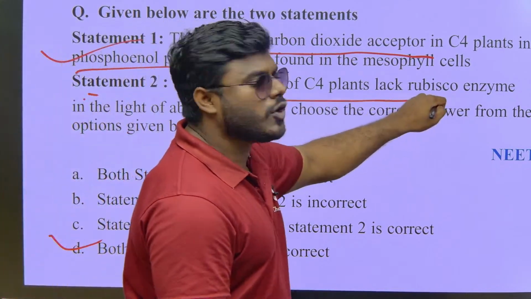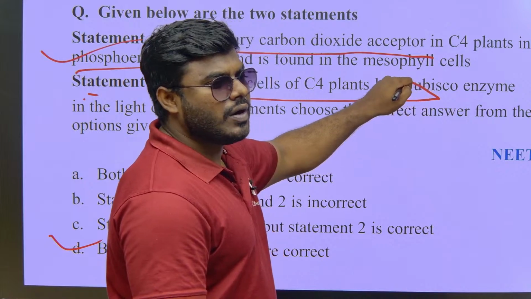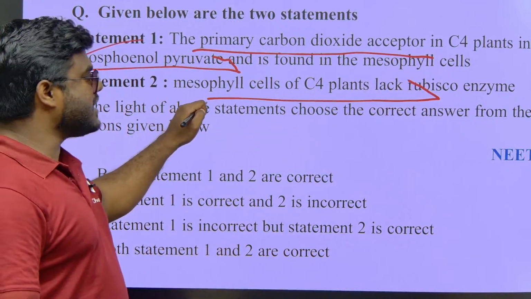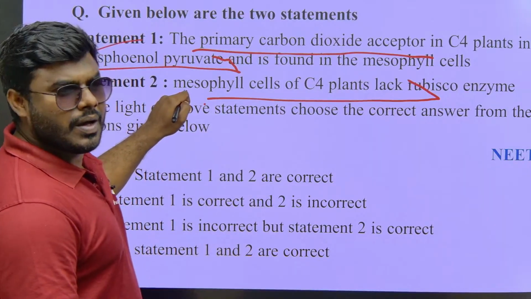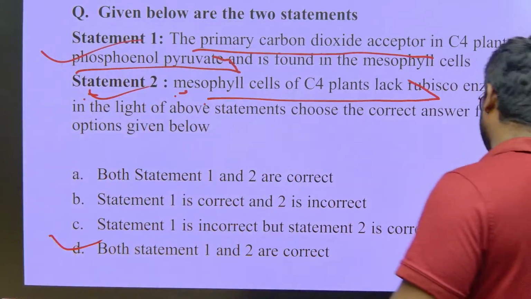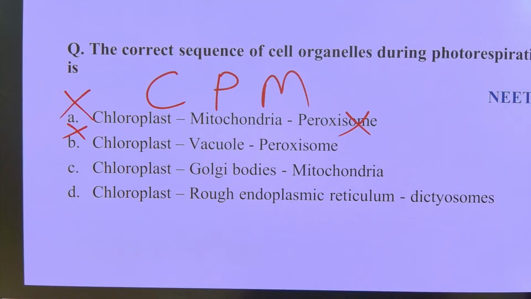So this is right. Mesophyll cells of C4 plants lack which enzyme? Rubisco. Which cells contain rubisco? Bundle sheath. Then mesophyll cells have what enzyme? PEP carboxylase. So obviously the answer will be option D. Correct? Very good. Perfect.